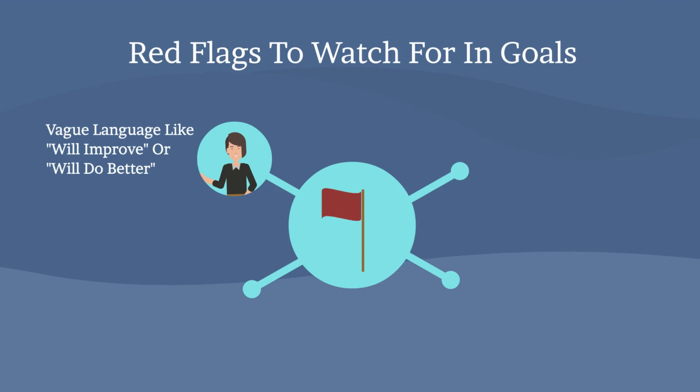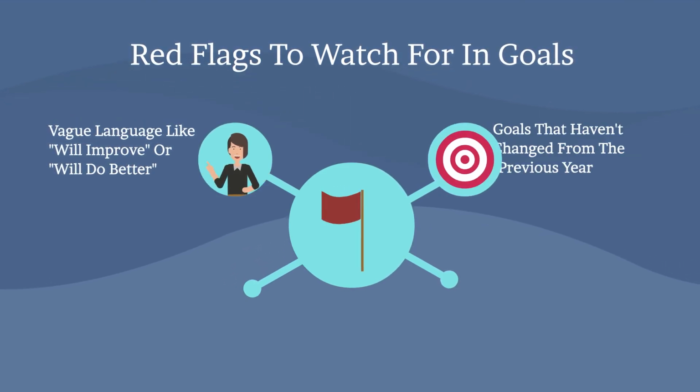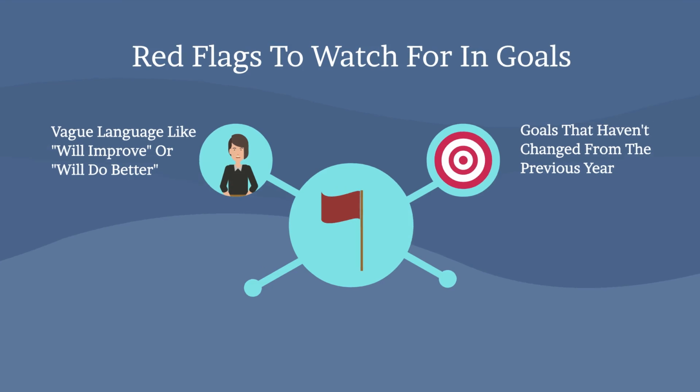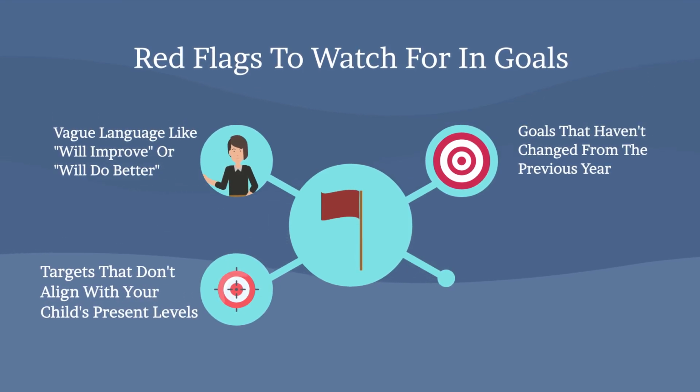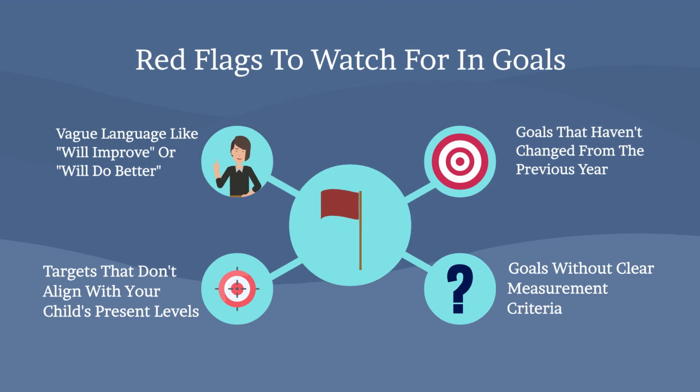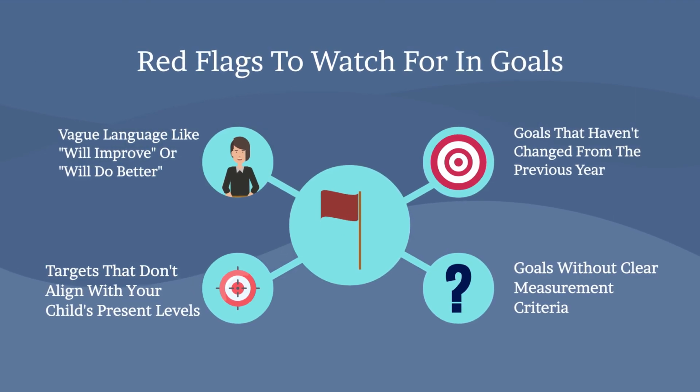Red flags to watch for in goals. Vague language like will improve or will do better. Goals that haven't changed from the previous year. Targets that don't align with your child's present levels. Goals without clear measurement criteria.